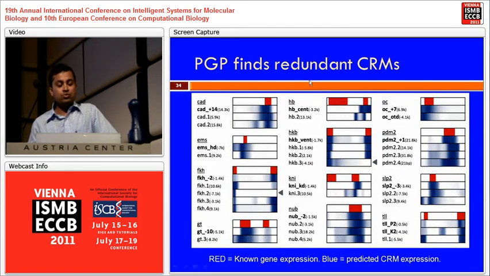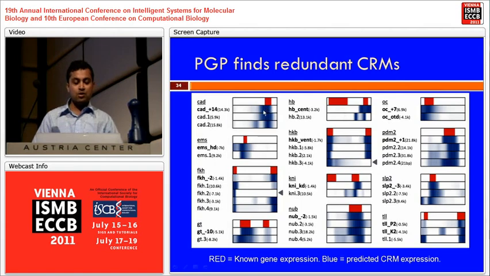When we ran the method to discover new CRMs, we found an interesting phenomenon. First of all, what this shows is a particular gene and its expression pattern. So this gene has expression here, and each row below it would be a separate predicted CRM and its expression pattern. So, for example, for this gene caudal, we predicted 3 CRMs. One of them is a known CRM that drives expression right about where the gene is expressed. But there are 2 more that also do the same thing.